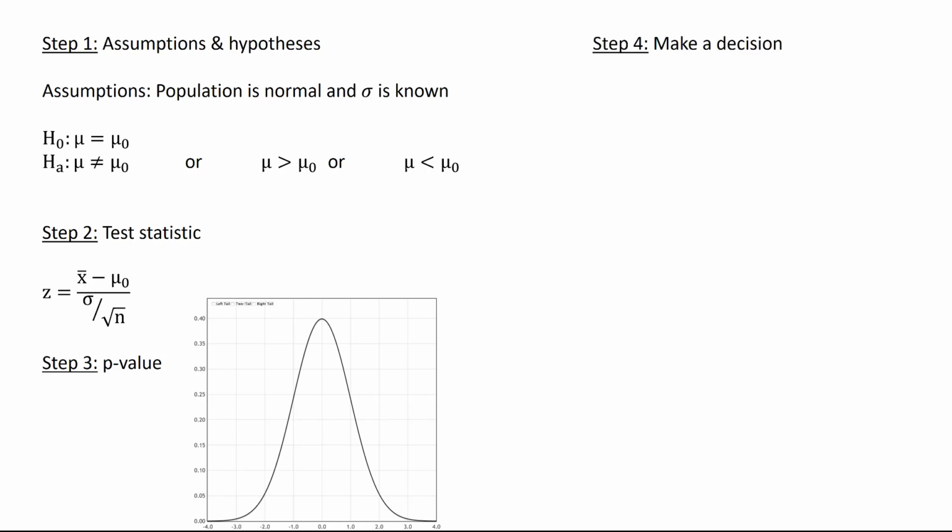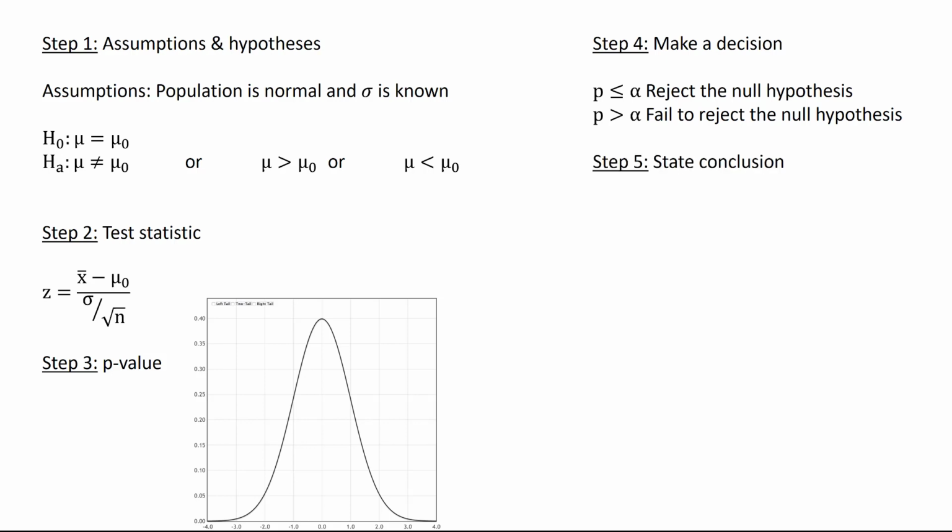In step 4, we make a decision. If the p-value is less than or equal to the alpha level, which is typically 0.05, we reject the null hypothesis. If the p-value is greater than the alpha level, we fail to reject the null hypothesis. And finally, step 5, we state a conclusion. Based on your decision in step 4, write a conclusion in terms of the original research question. Let's walk through one example.